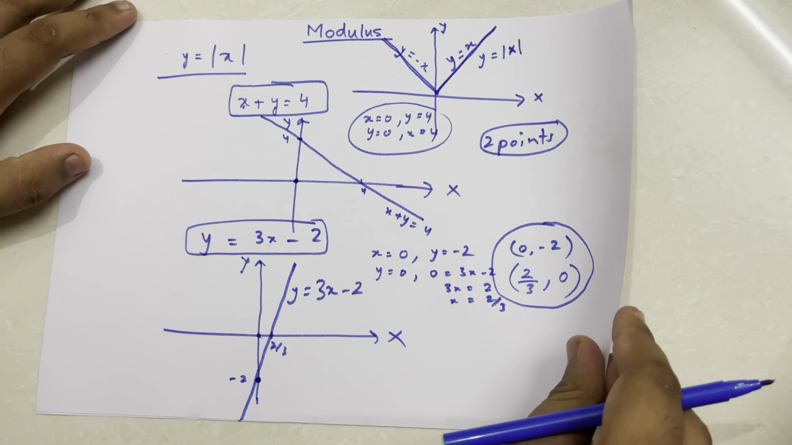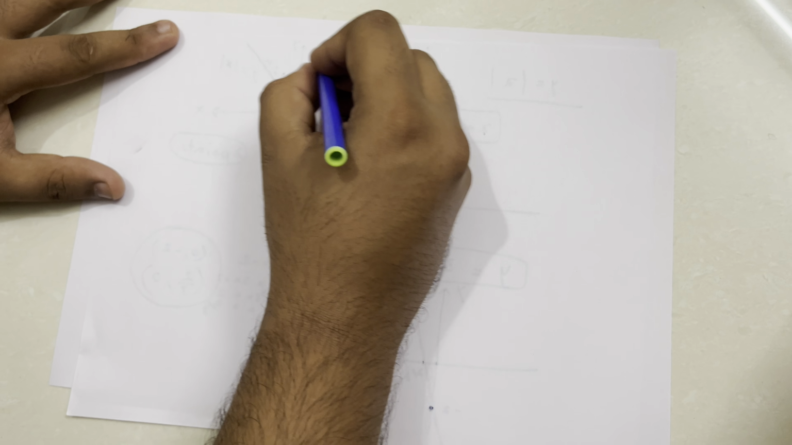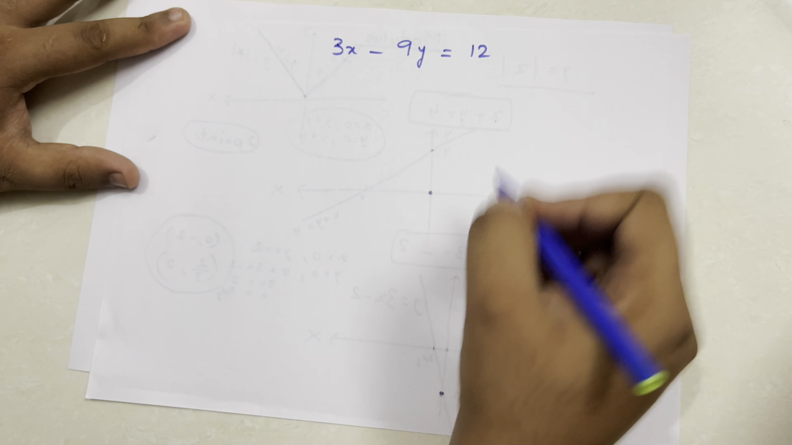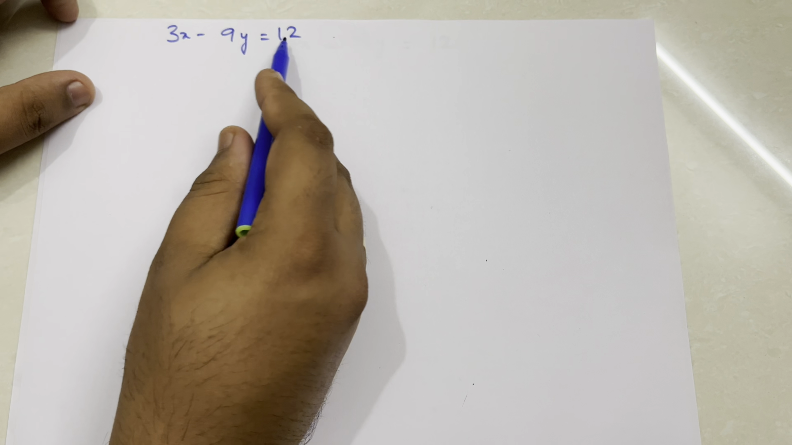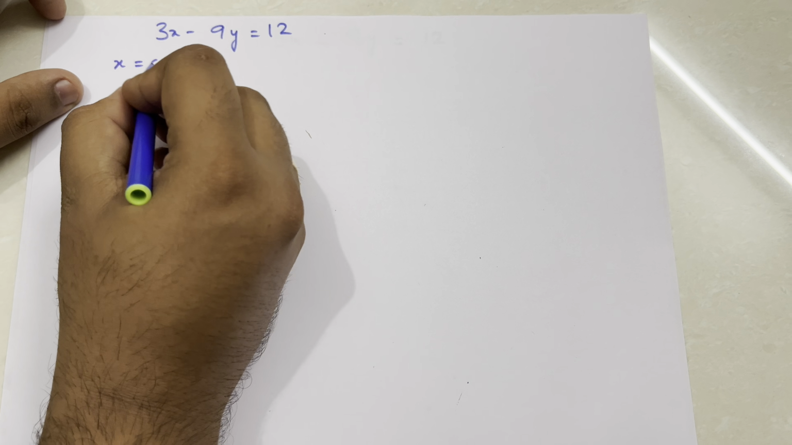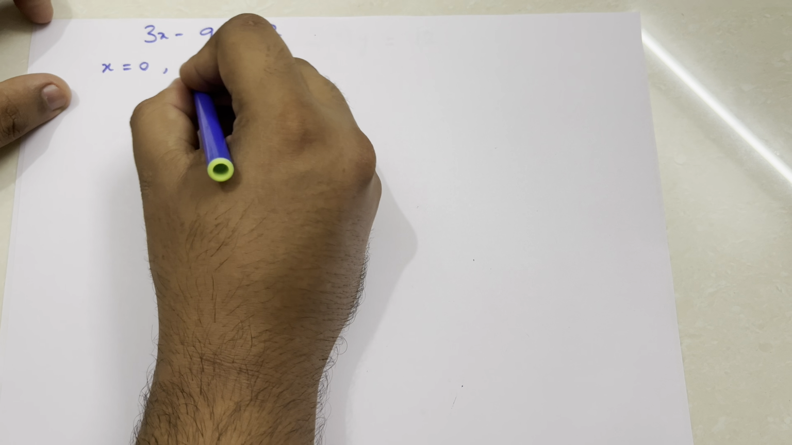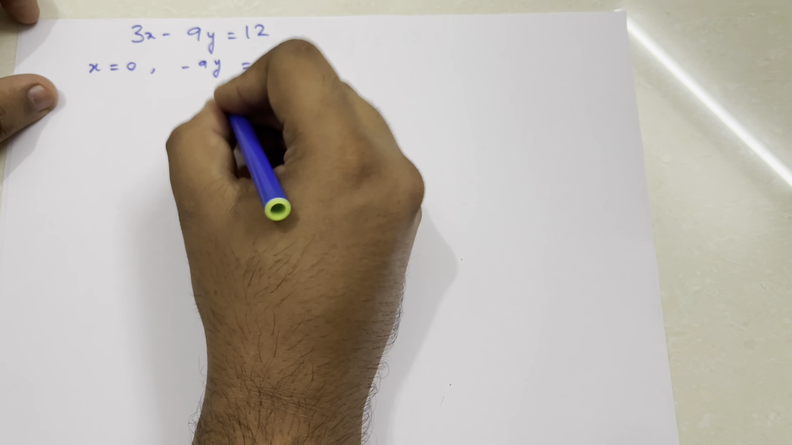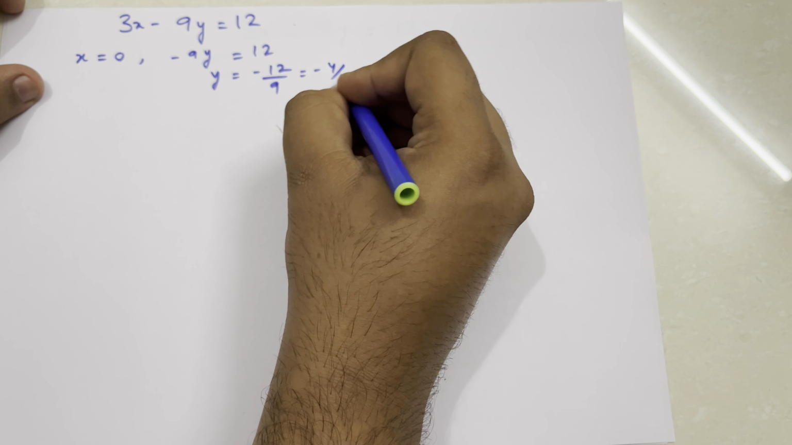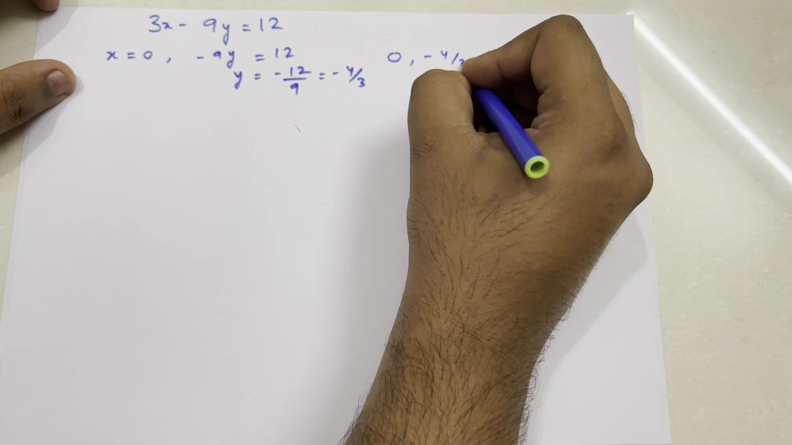Let us look into some other examples of how to draw a straight line. Say now we take the example of 3x minus 9y equals 12. How do you draw this equation? Same thing. If x is 0, what will be the value of y? So 0 into 3 is 0, minus 9y equals 12. So y becomes minus 12 by 9, which is minus 4 by 3. So 1 point becomes (0, -4/3).